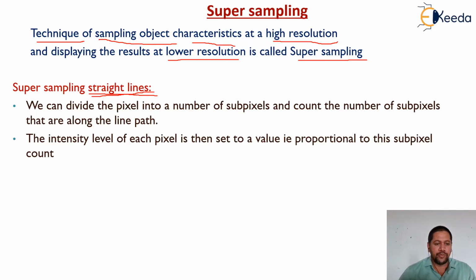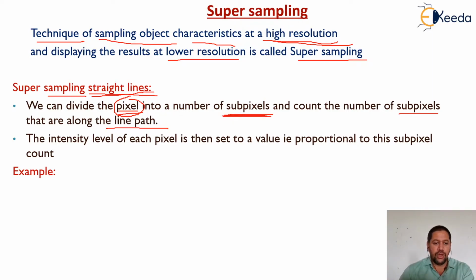To apply sampling to the straight line, we can divide the pixel into a number of subpixels. One pixel is divided into a number of subpixels to increase the resolution. If I want to increase the resolution, I just divide my pixel into a number of subpixels and count the number of subpixels that are along the path of the line. In short, the resolution of the pixel is increased by dividing it into subpixels.